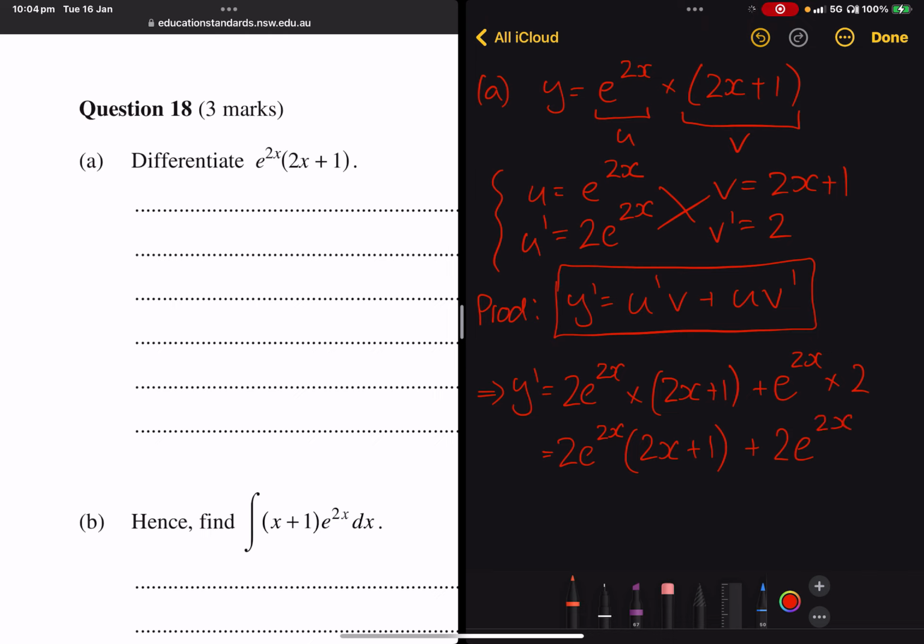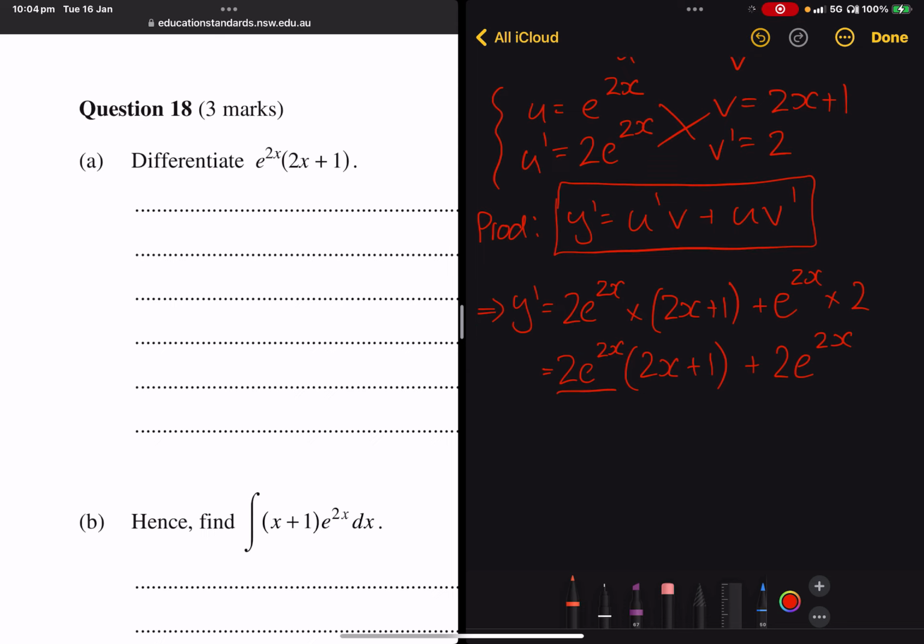Now, this expression we can factorize. We can take 2e to the 2x out of both of these. This gives us 2e to the 2x multiplied by 2x plus 1 plus 1. Now notice in that square bracket we can simplify this. It's 2x plus 1 plus 1. That's 2x plus 2. So we've got 2e to the 2x times 2x plus 2. This is a correct answer to this question.